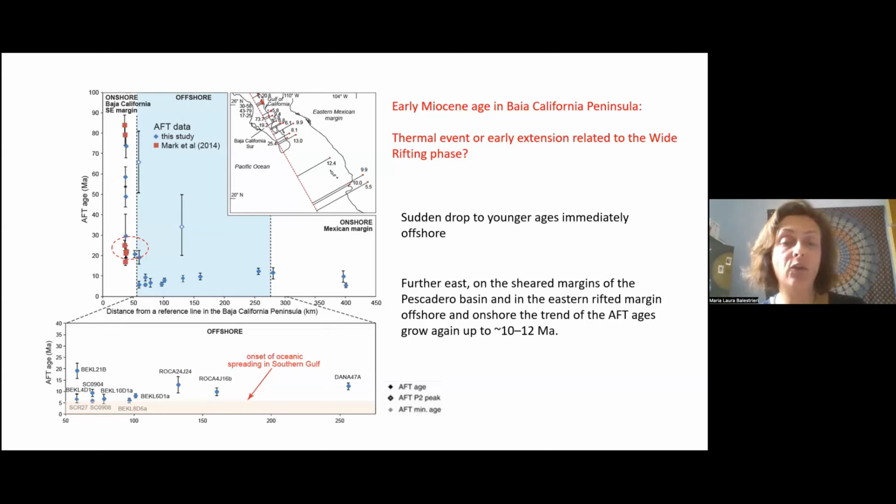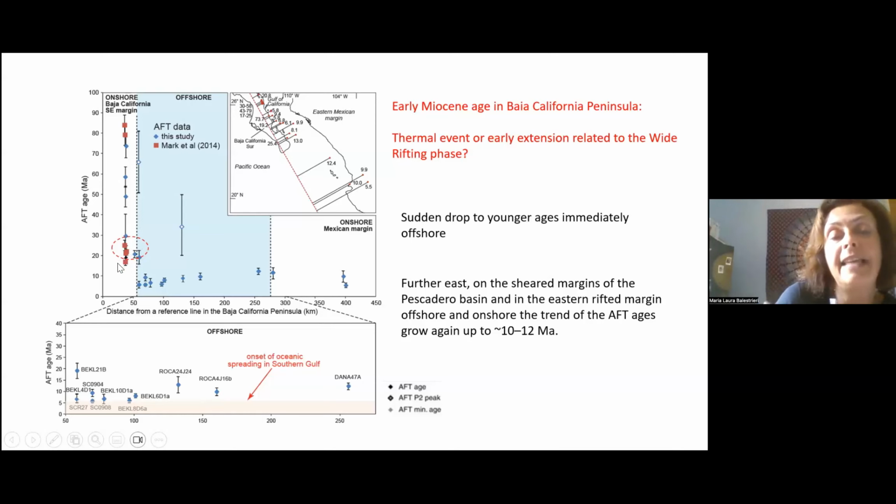and these ages are found also in mainland Mexico. Then another thing that I want you to point your attention to is the fact that on Baja California onshore we have a cluster, circled here, of early Miocene ages between 20 and 70 million years. These ages are in part from our studies and in part from a study from Mark et al. 2014.